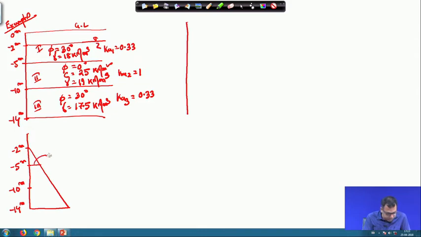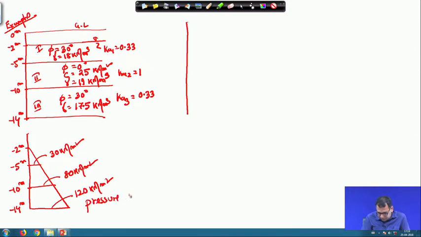So, again this will be 30 kilonewton per meter square, this will be 80 kilonewton per meter square, and this will be 120 kilonewton per meter square. This is the pressure due to water.